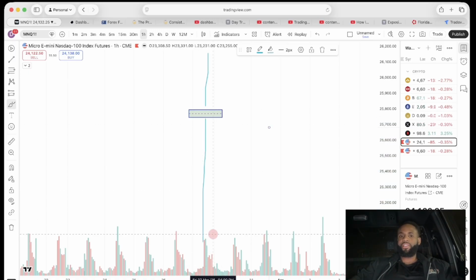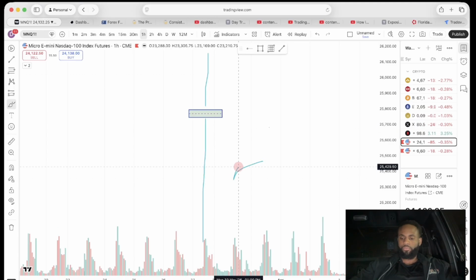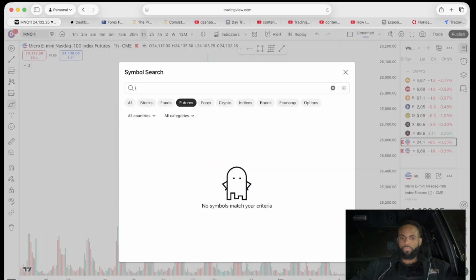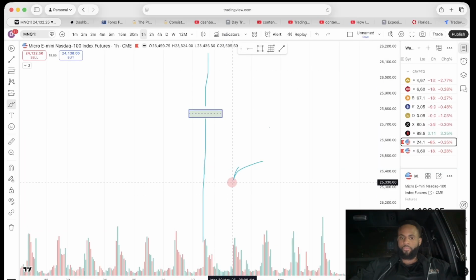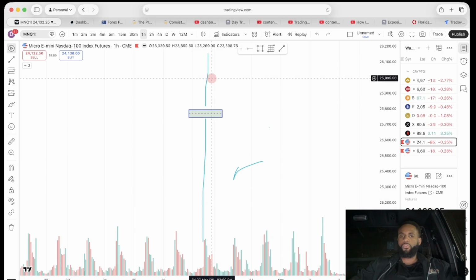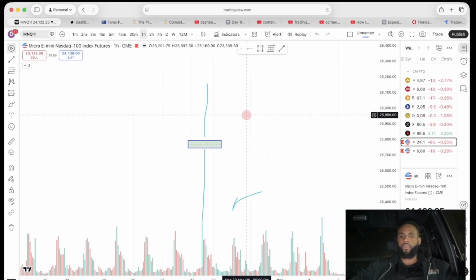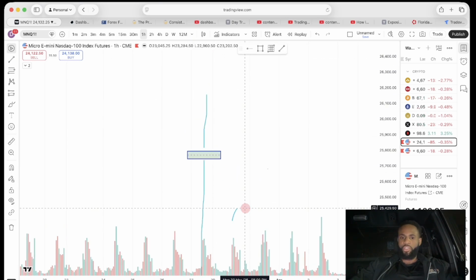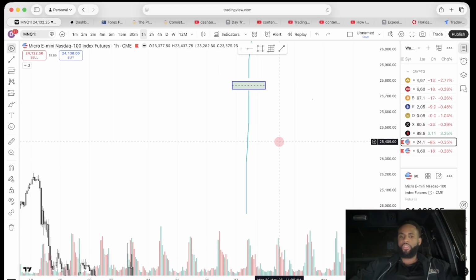That means price is indecisive. It doesn't know where it wants to go. It doesn't know if it wants to go up. It doesn't know if it wants to go down. It just doesn't know. It's indecisive in the market.